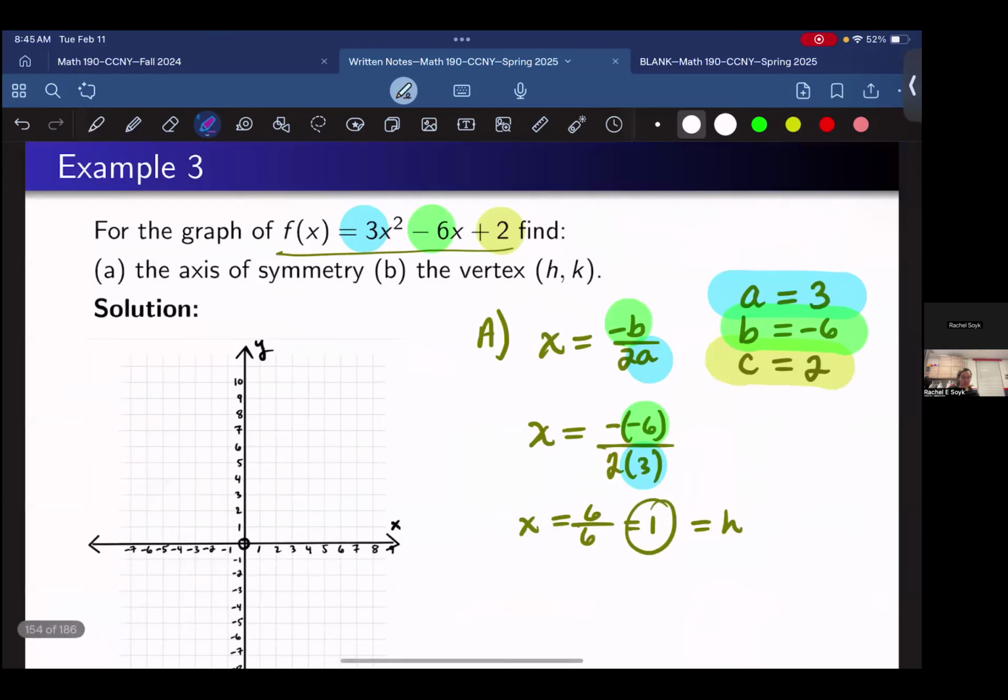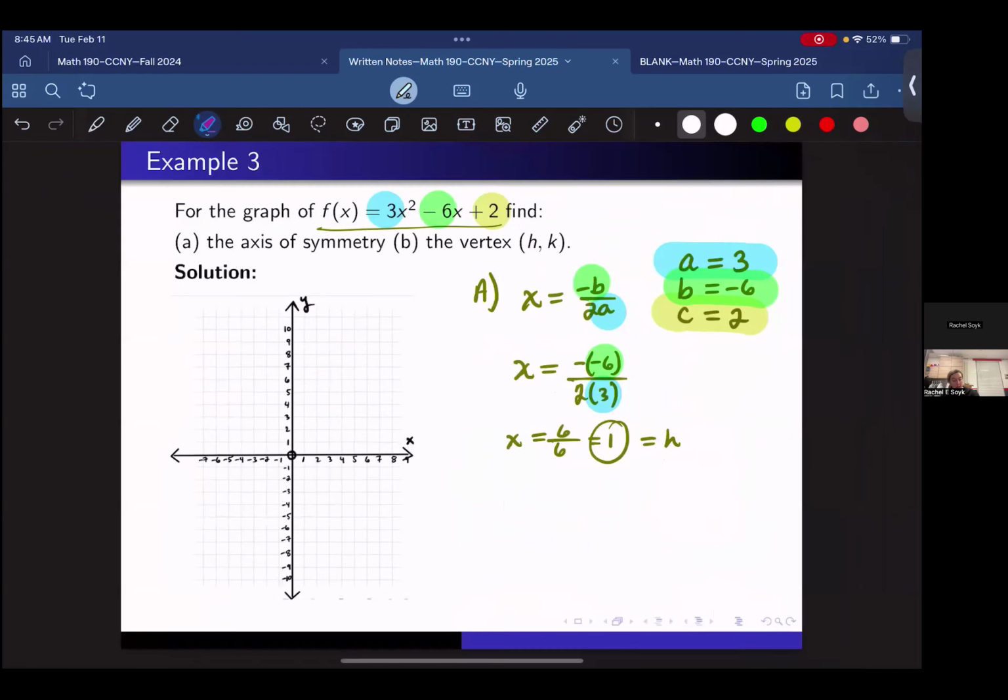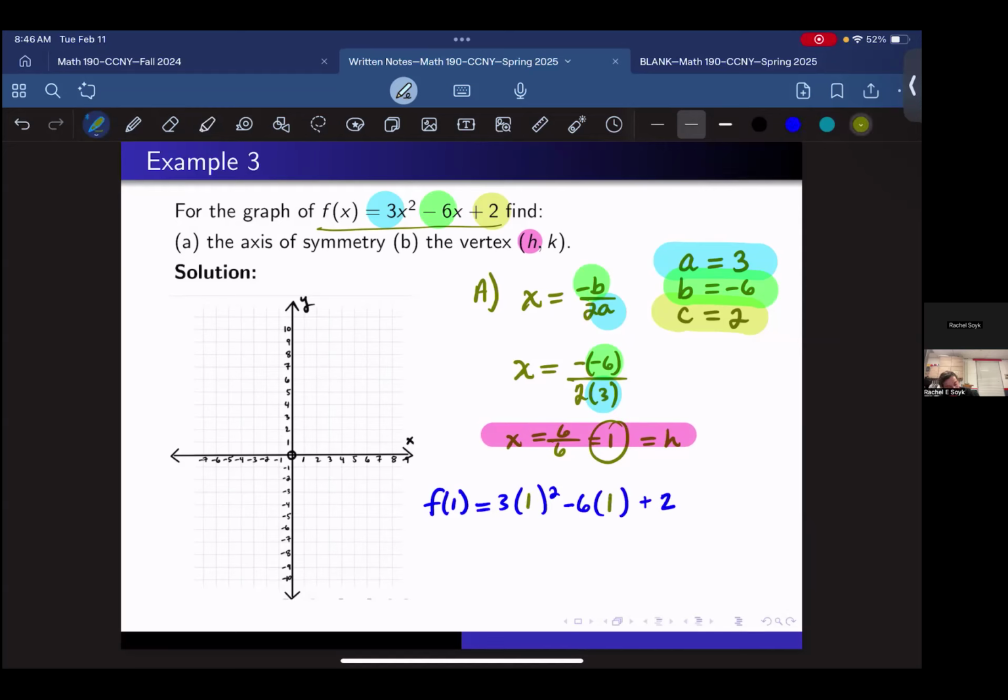So our h value is 1 here. And now that we have our h value, we can go ahead and plug this into our function to evaluate what our y value is. First, wherever you see an x, put in parentheses, and then fill those parentheses with that h value. And now solve.